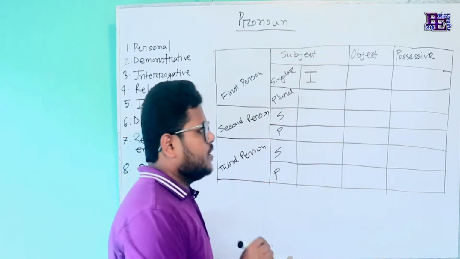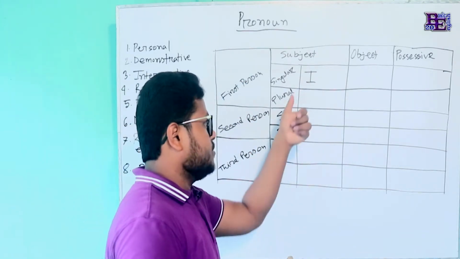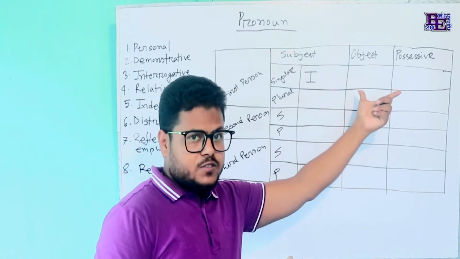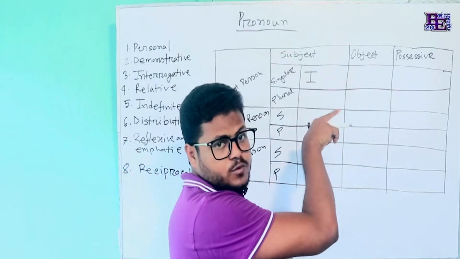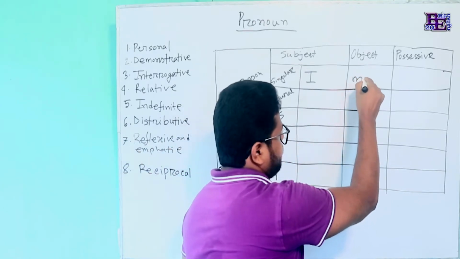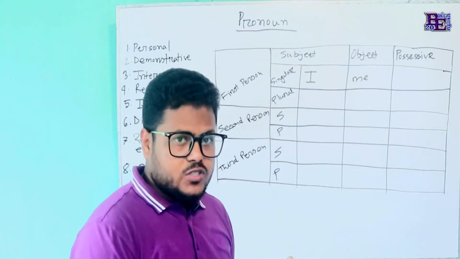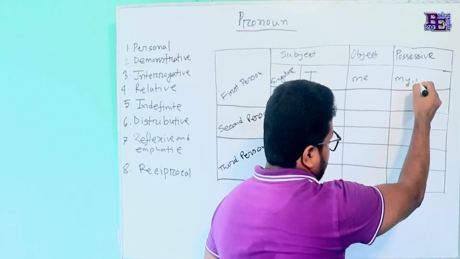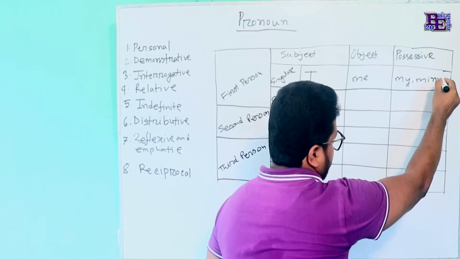I is the first person and it is singular. Okay, and it has 2 different forms. That is, the objective form of I is me, and the possessive forms are my and mine.